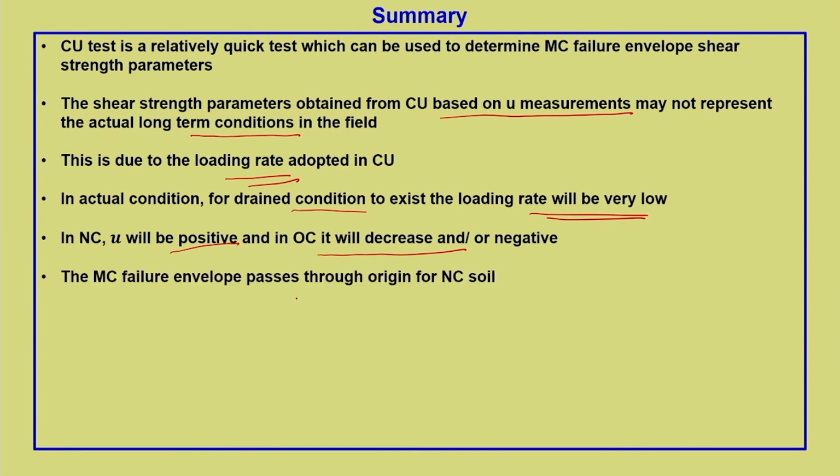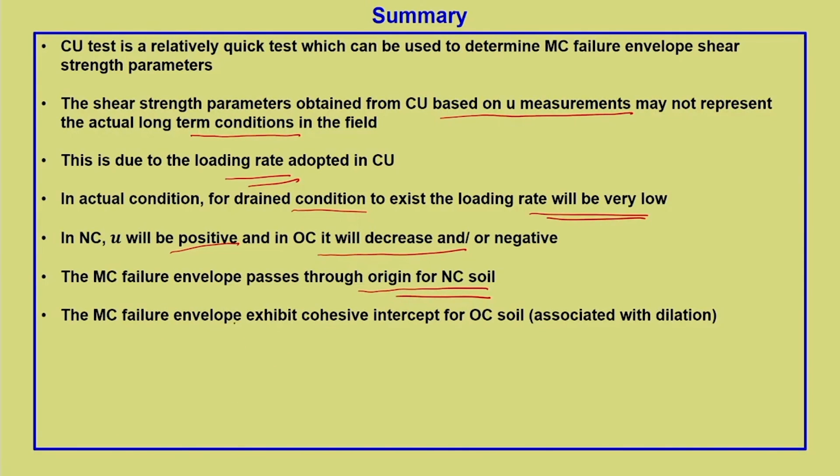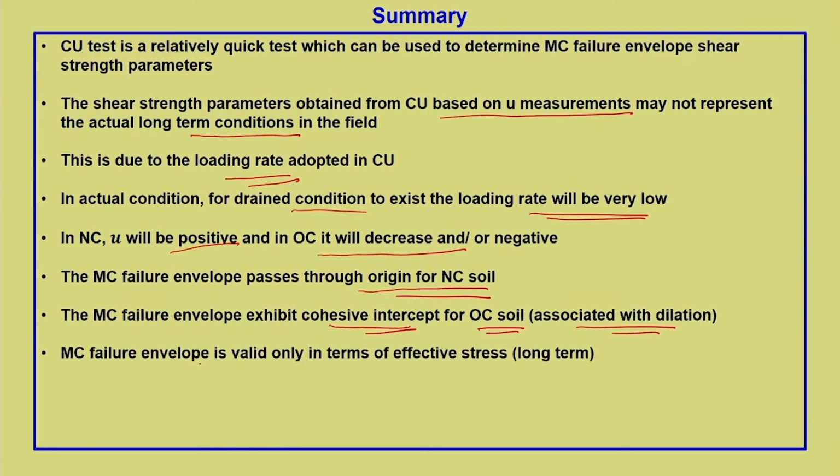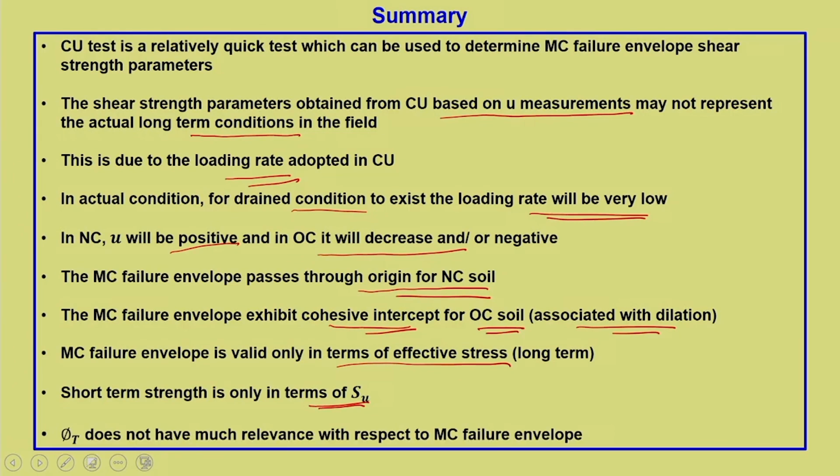The Mohr-Coulomb failure envelope passes through the origin for NC, this is important, and the Mohr-Coulomb failure envelope exhibits a cohesive intercept for OC soil. Please note that I have used the term cohesive intercept. This does not mean that it is true cementation. It is a kind of value which you obtain because of the OC condition, and it is associated with dilation. The Mohr-Coulomb failure envelope is valid only in terms of effective stress, which is long term. Short term strength is only in terms of Su.